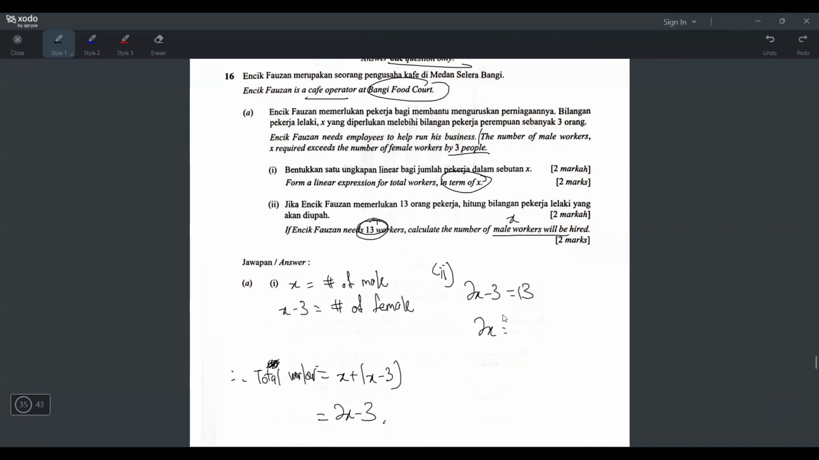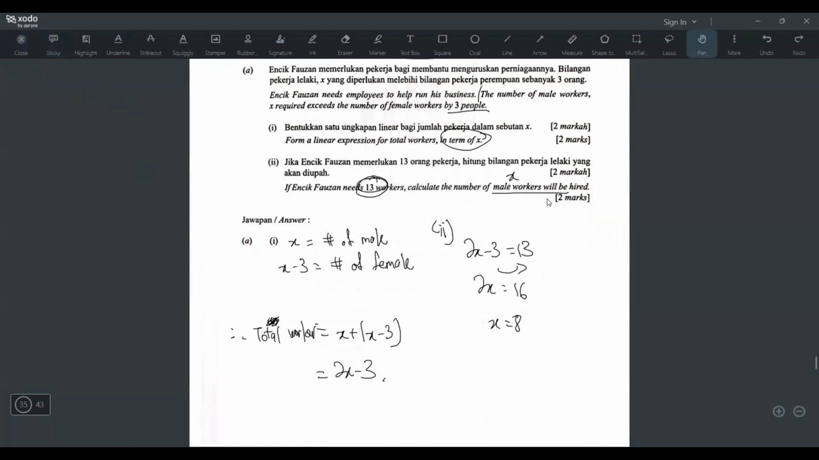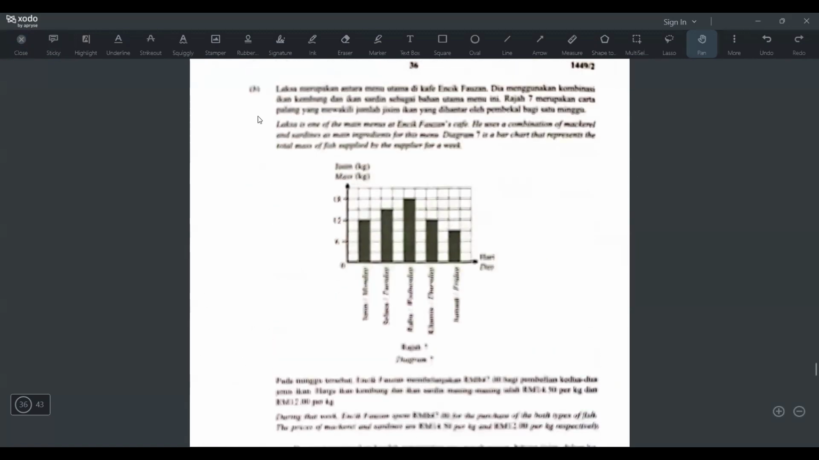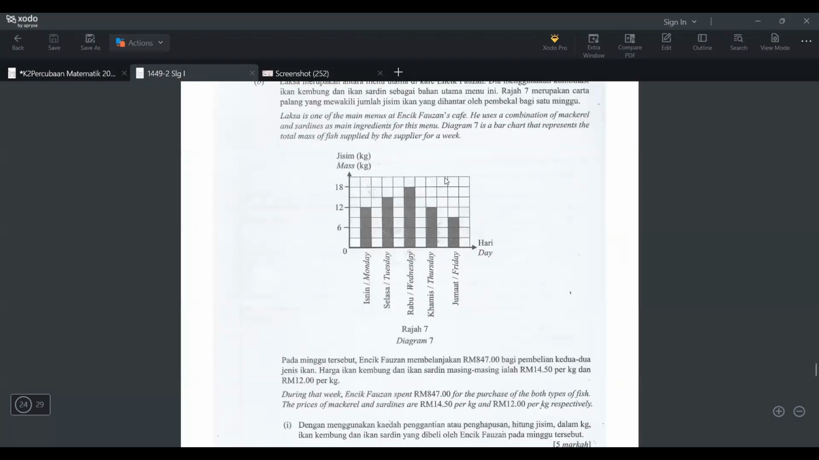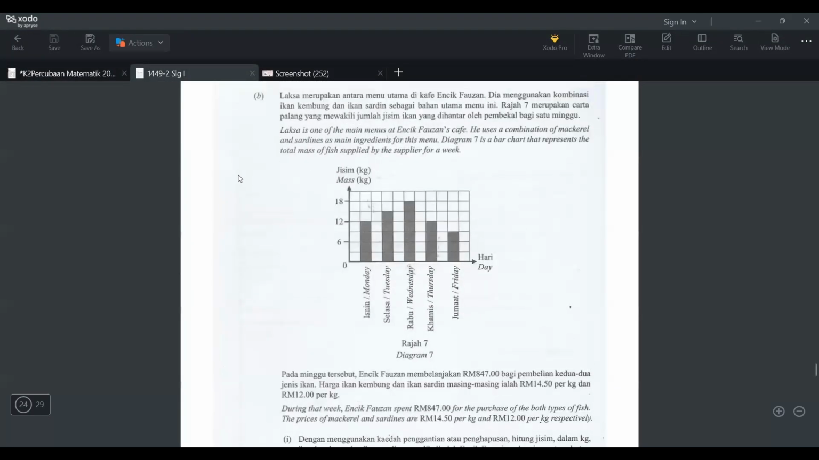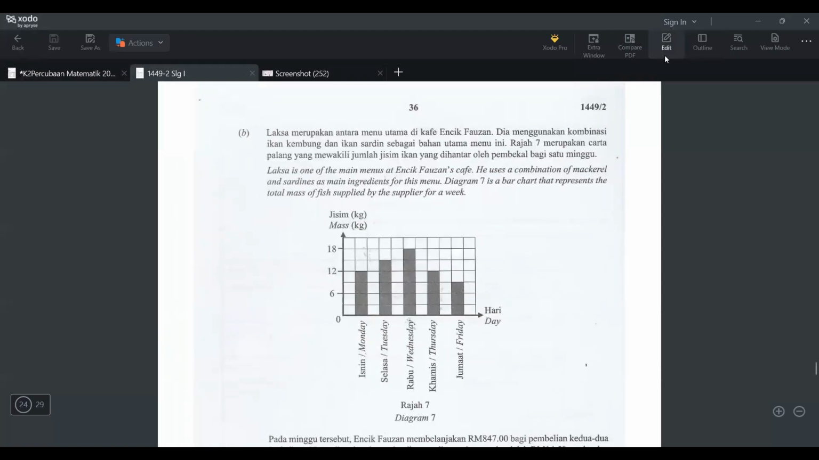So now you can find x, 13 plus 3, 16, 16 divided 2, 8. And what they want? The male worker. So what's the male worker? 8. And that's the answer. Okay? Okay, so that's it. This is quite easy. So 2 marks, 2 marks, 4 marks. Okay, done. Okay, the question B is a bit blur. So let me, okay, I have another copy that is a bit more clear. So yeah, this is the one, right?